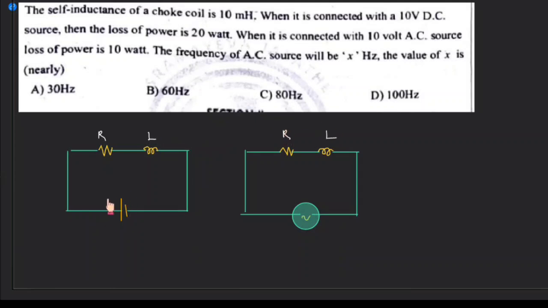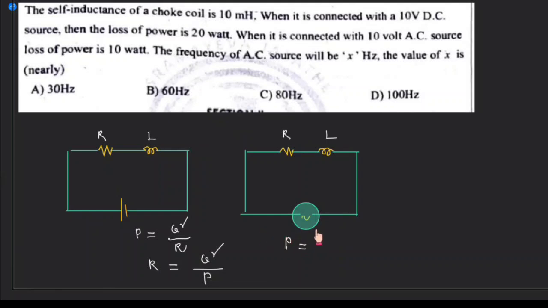So if you connect this DC source here, this inductor doesn't work. Therefore all the voltage and power drops across the resistor. You could say from here this power is equal to, the basic formula, power is equal to V square by R, right? Therefore you could say this R is equal to V square by P. You can directly get this R here.